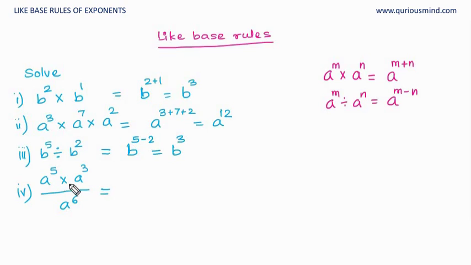Now let's solve here. Here we have multiplication. So let's first do the multiplication. The base is the same, so the base in the answer will remain the same. And the powers will get added because it is multiplication. So 5 plus 3 over A raised to 6. So that will be A raised to 8 divided by A raised to 6. Now it is divided, with the base the same again. Same base means the answer's base remains A. Divided means the powers get subtracted. 8 minus 6. And that gives us A raised to 2.